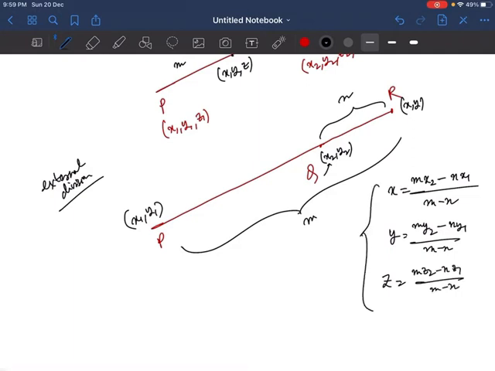So this is how we find the coordinates. Now basically I showed you the two-dimensional one, but the three-dimensional one is the same as 2D. You just have to add another coordinate in here, and there is no difference. So this is the section formula for external division.